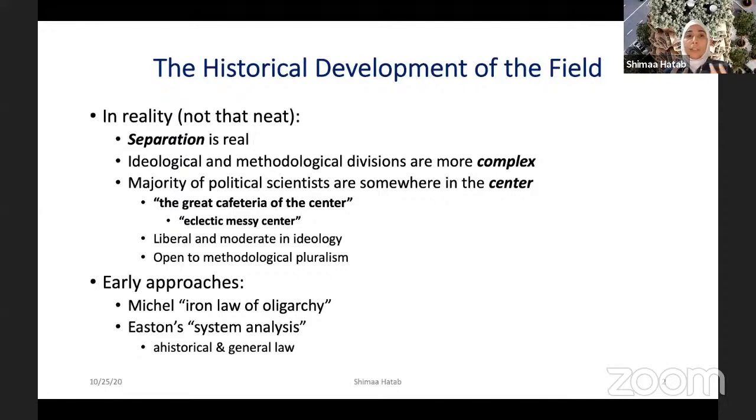The separation is real, but it's not that firm or strict in reality, because political scientists are open to different methodological tools, and they are liberal in their ideological predispositions or orientations. Do you remember the table, right? Then I highlighted this great cafeteria of the center where political scientists actually would place themselves, with regard to this kind of liberalism and new commitment to a specific ideological path, and this disagreement on whether or not we can separate knowledge from action.